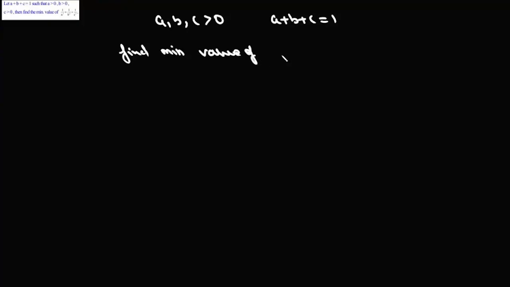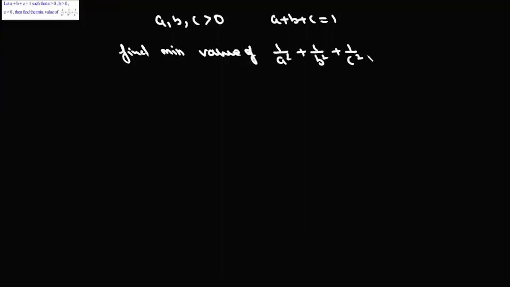Now let us take another example, and this is too small, so what I'll do is I'll write the question. It says let a, b, c be 3 positive real numbers. So we have 3 positive real numbers a, b, c. They are all greater than 0 such that a plus b plus c is 1. Then we have to find the minimum value of 1 upon a square plus 1 upon b square plus 1 upon c square.